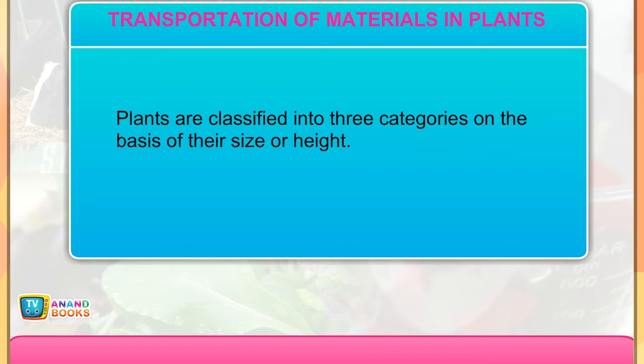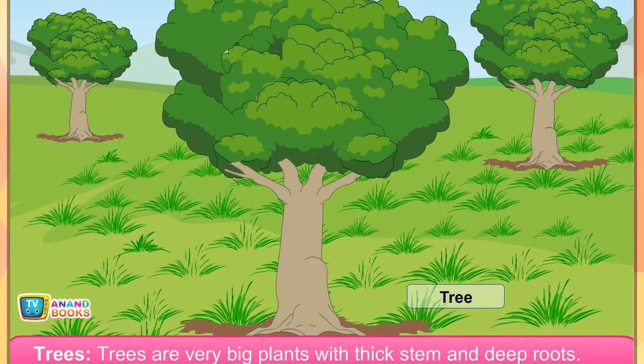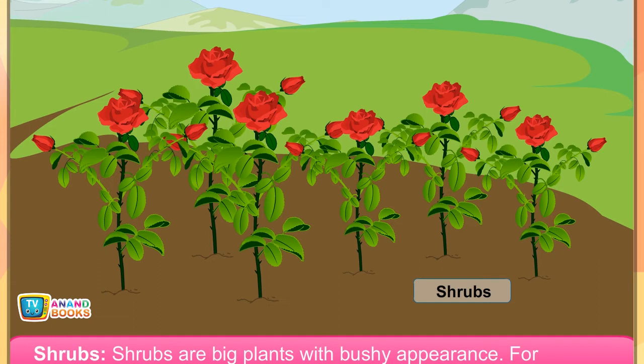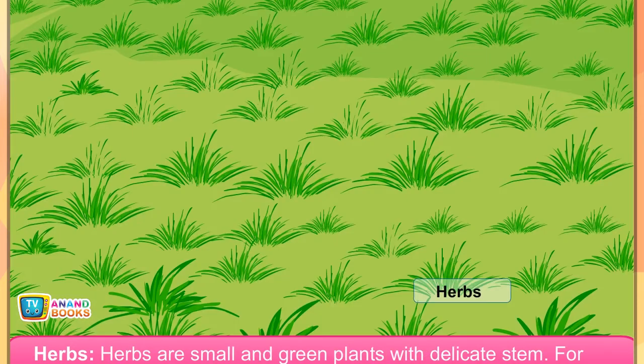Plants are classified into 3 categories on the basis of their size or height. Trees. Trees are very big plants with thick stems and deep roots. For example, peepal, neem, coconut, etc. Shrubs. Shrubs are big plants with a bushy appearance. For example, rose, mehendi, etc. Herbs. Herbs are small and green plants with delicate stems. For example, grass, crop plants, etc.